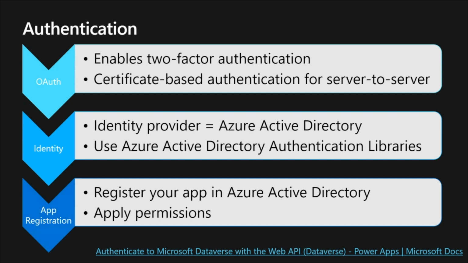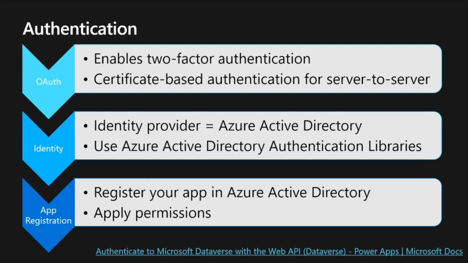I want to take a closer look at authentication. OAuth is the industry standard protocol for authorization. After application users provide credentials to authenticate, OAuth determines whether they are authorized to access the resources. Client applications must support the use of OAuth to access data using the web API. OAuth enables two-factor authentication or certificate-based authentication for server-to-server application scenarios. OAuth requires an identity provider for authentication. For the Dataverse, the identity provider is Azure Active Directory.